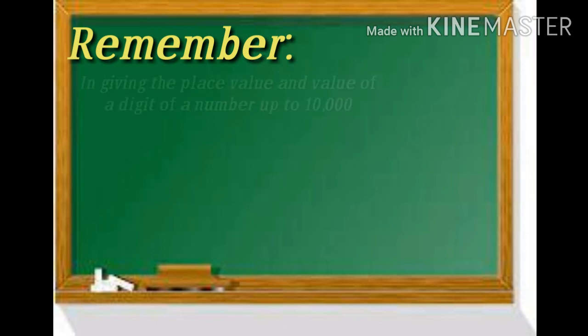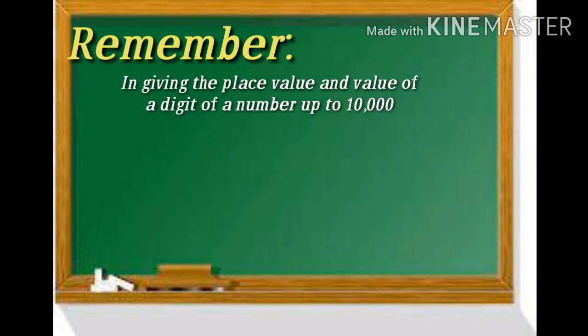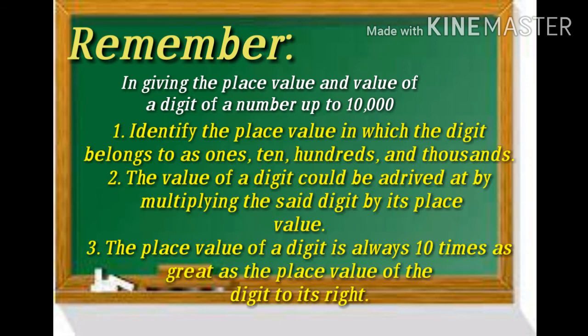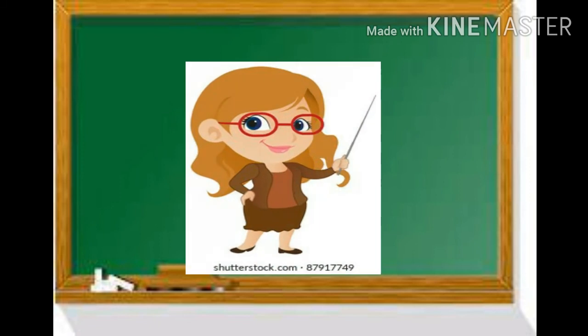Points to remember. Number 1, in giving the place value and value of a digit of a number up to 10,000, first, identify the place value to which the digit belongs, as ones, tens, hundreds, thousands, and 10,000s. Number 2, the value of a digit can be arrived at by multiplying the said digit by its place value. Number 3, the place value of a digit is always 10 times as great as the place value of the digit to its right.